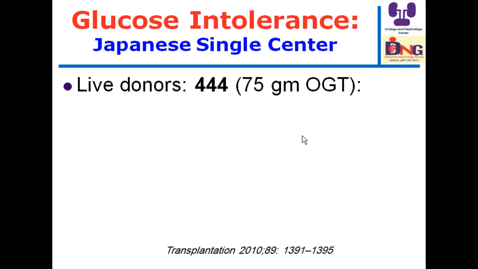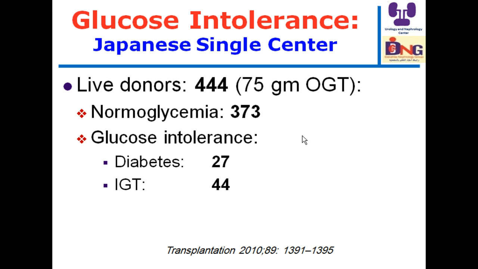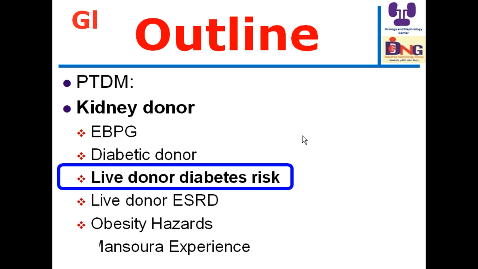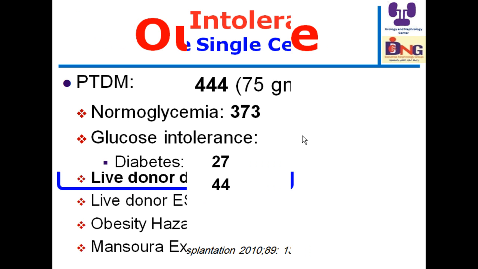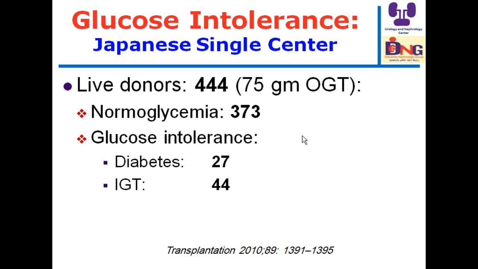Live donors were evaluated by oral glucose tolerance. So for these live donors, 373 had normoglycemia, and 27 were diabetic, and 44 had impaired glucose tolerance and were accepted to be donors. But it is of minor, low evidence, and the recommendation is to avoid taking a kidney from a diabetic person in a living kidney donation.